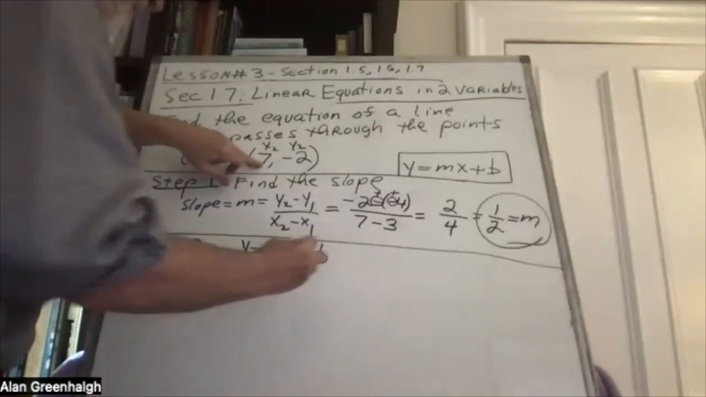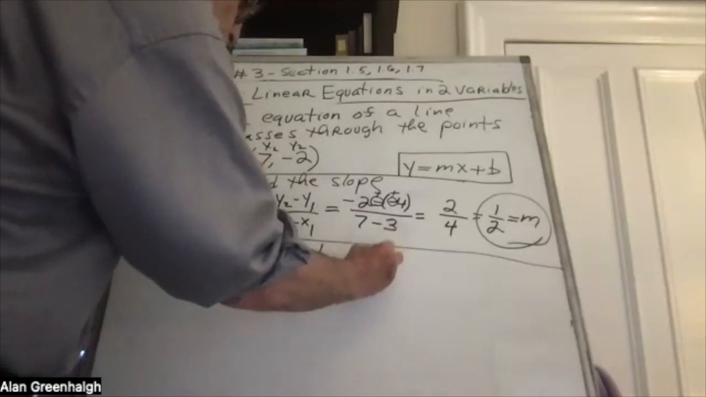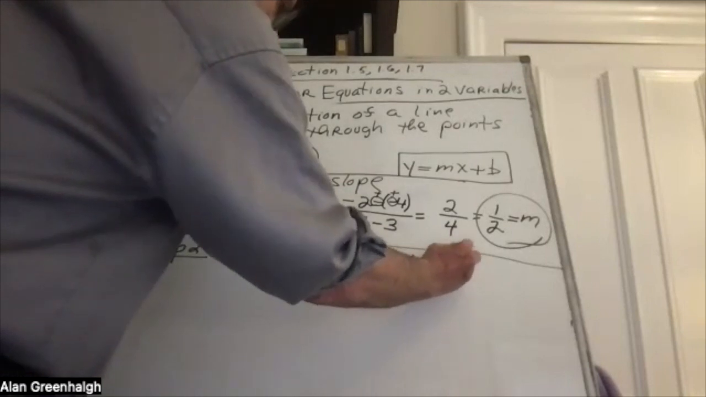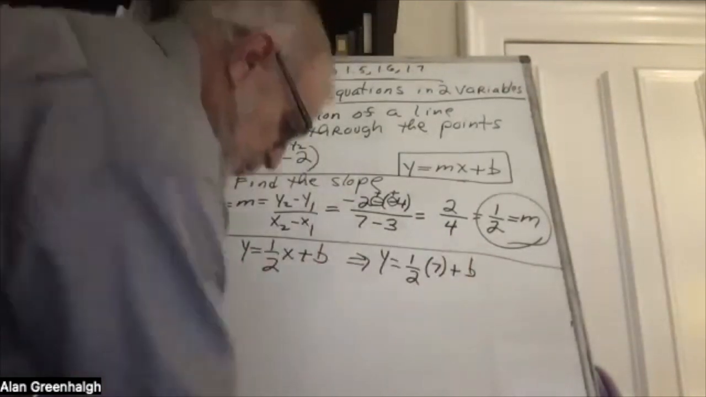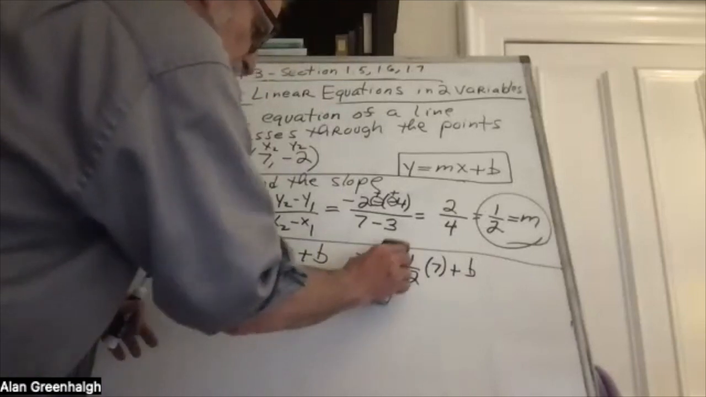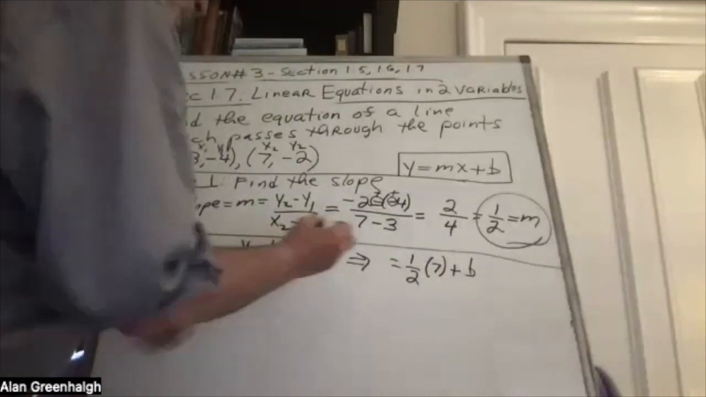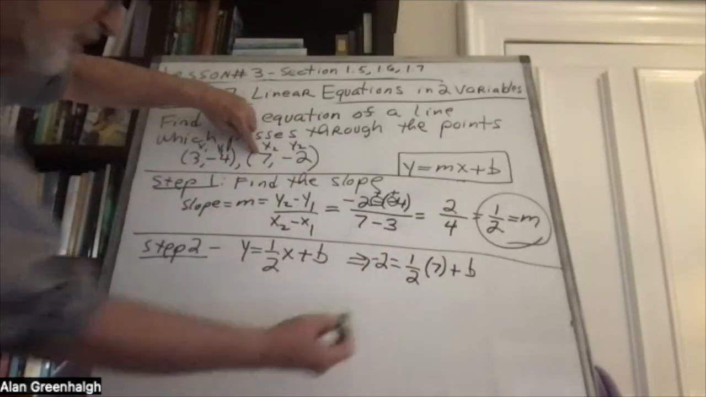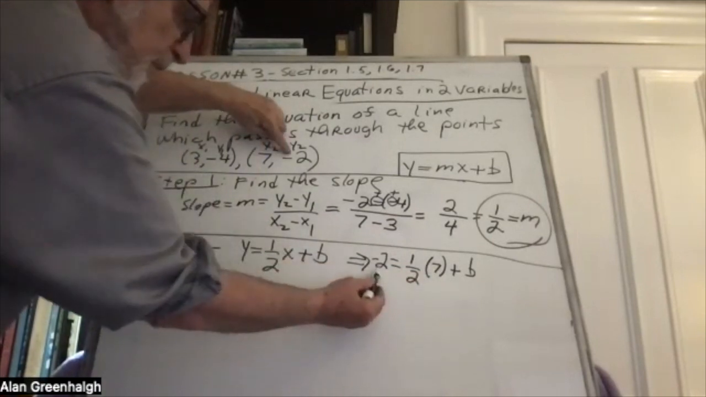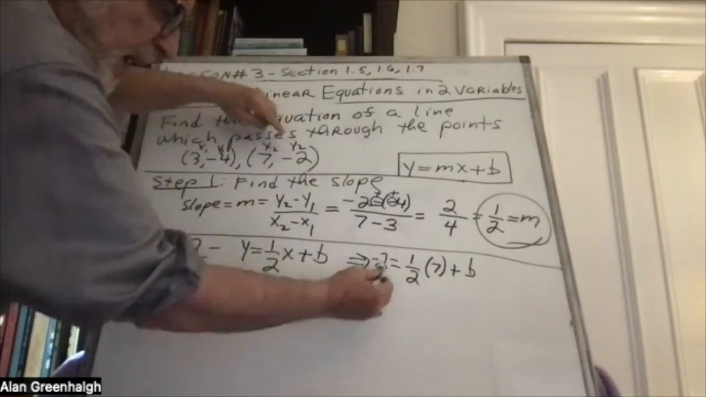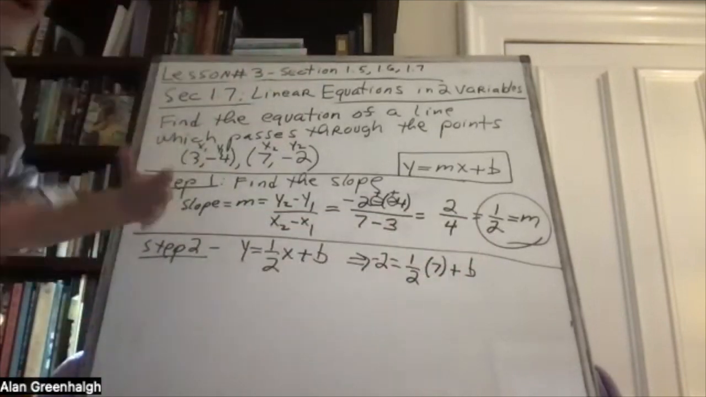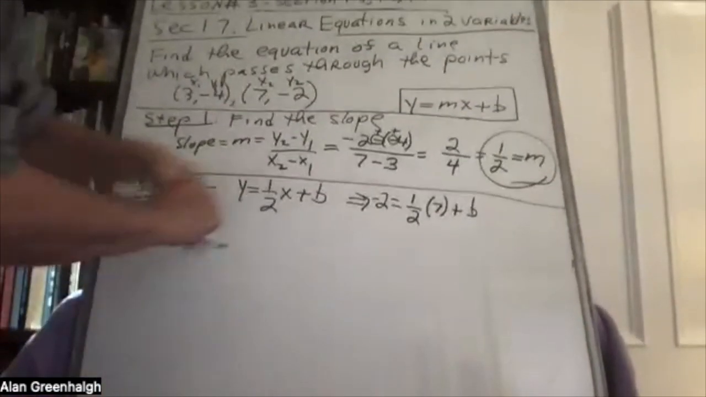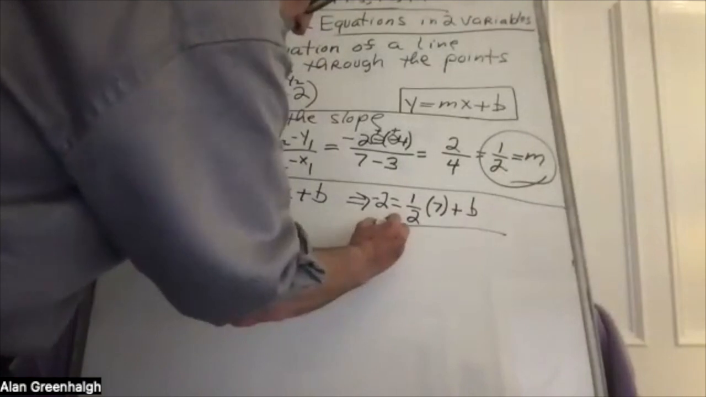Let's take this point. So this becomes y equals 1/2 of 7 plus b, where y is equal to -2. So I'm using the 7 for x. I'm using the -2 for y. And now you have to solve for b. And it's going to come out to a fraction, but you have to get used to that. You have to get used to the concept that things come out to fractions.